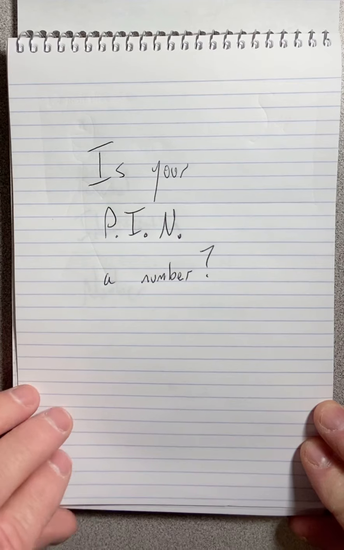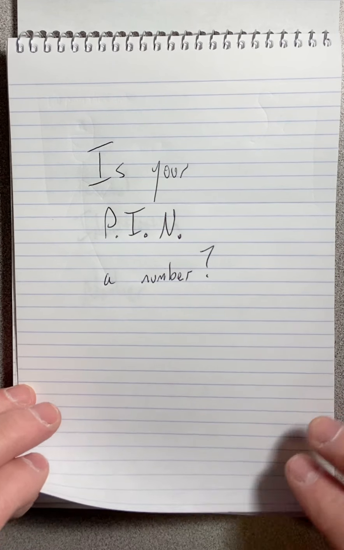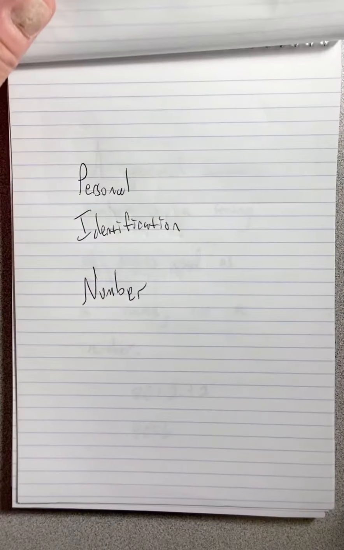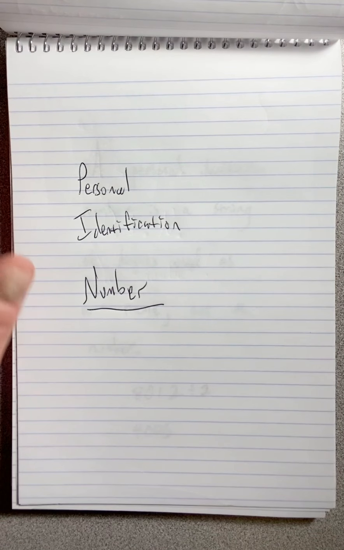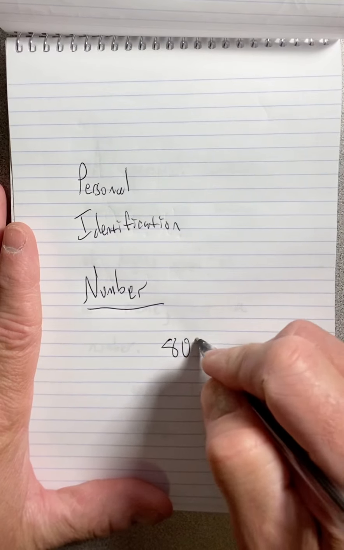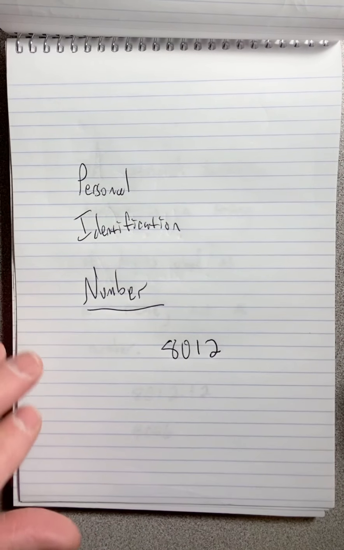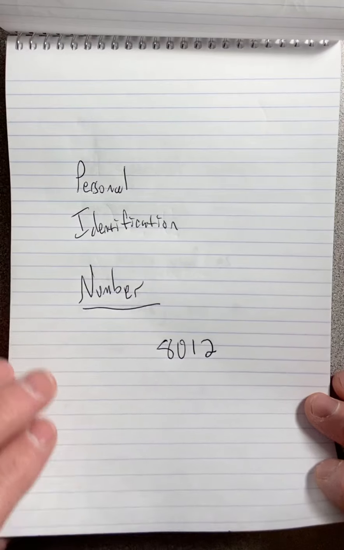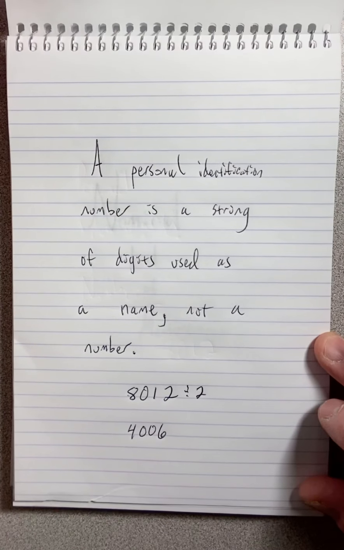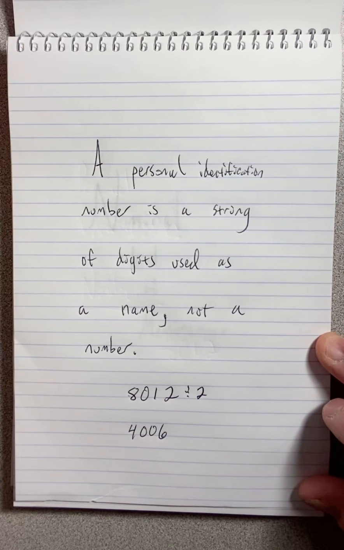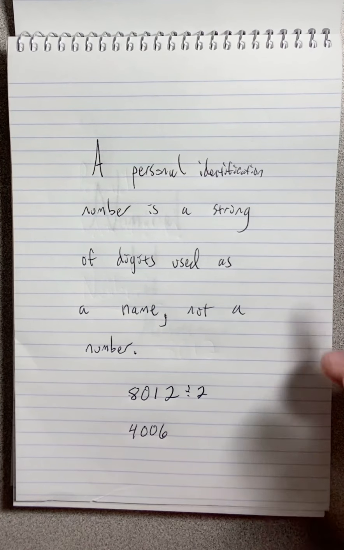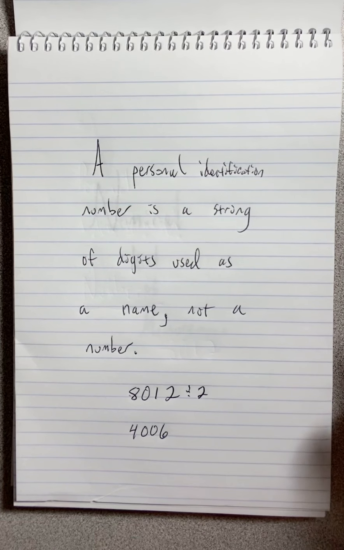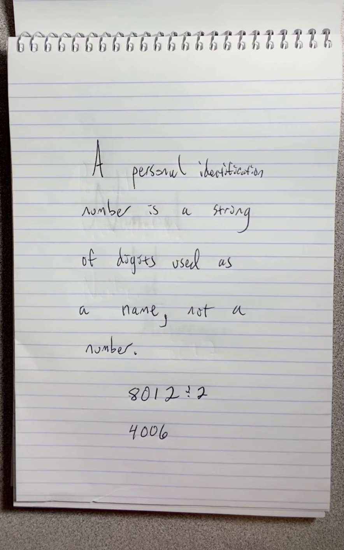Is your PIN a number? Well, it's got the word number in it, and it uses digits. Maybe this is your PIN. So it must be a number, right? Well, no, it's not a number. What it is is a string of digits used as a name. It's like some rock star gave their kid a name. I'm gonna name my kid 8012. That wouldn't be a number, that'd be the kid's name.